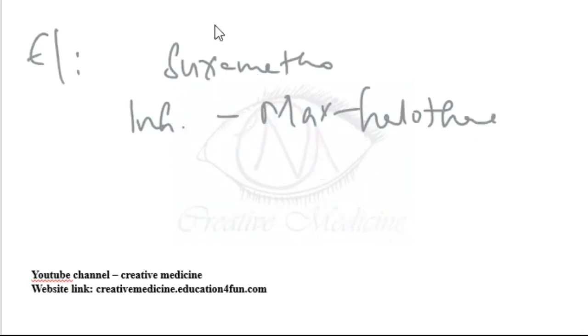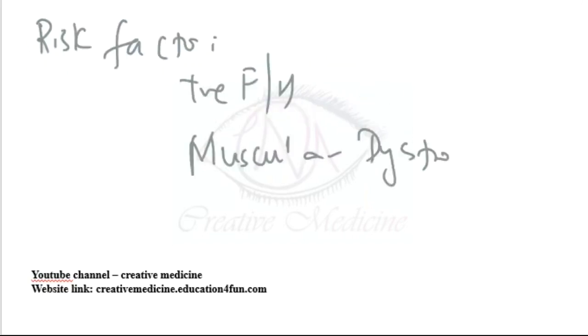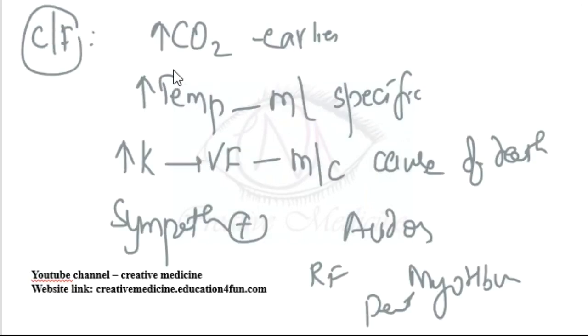Drugs implicated: it is mainly caused by suxamethonium, and maximum it is seen in inhalational agents like halothane. Risk factors are positive family history and presence of muscular dystrophy. Clinical features of malignant hyperthermia: the earliest sign is hypercapnia. The most specific symptom is hyperthermia or increased temperature. The most common cause of death is hyperkalemia leading to ventricular fibrillation.